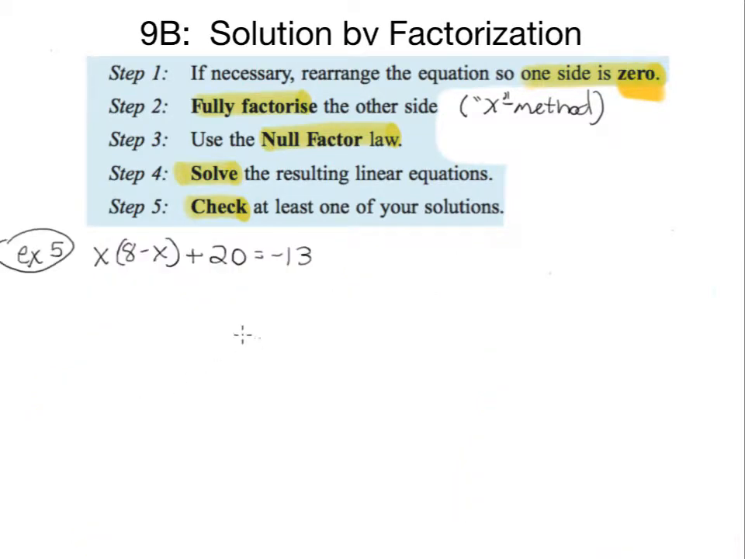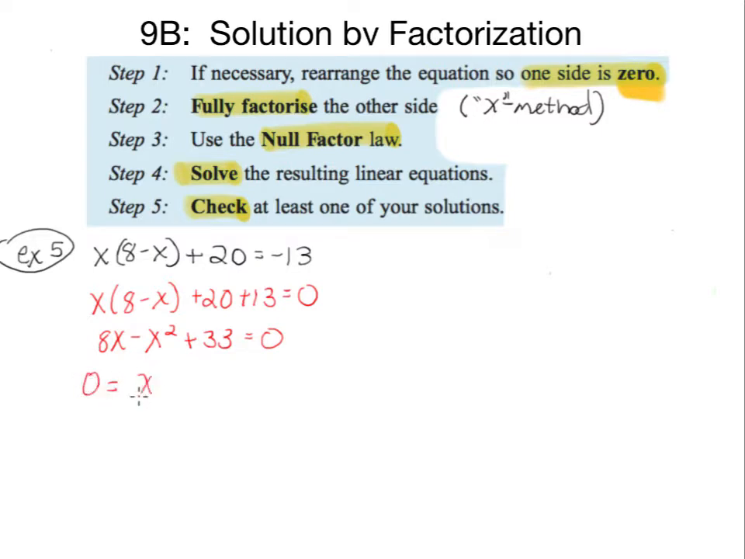Example 5, I notice my first step is to get one side equal to 0, so I just automatically add 13 to each side, and so I have it equal to 0. But then I realized, wait a second, I can't factor this. So I realized maybe I should have expanded first. So we need to get rid of the parentheses by expanding out. And I realized my mistake.